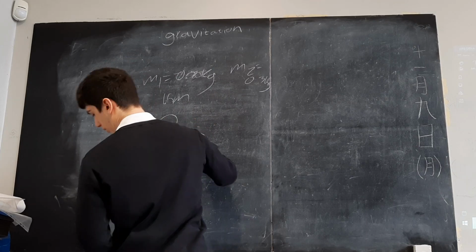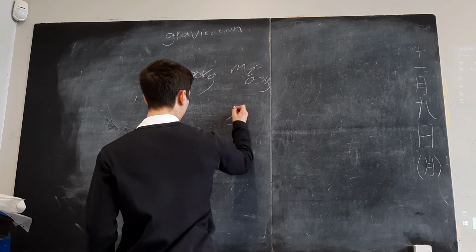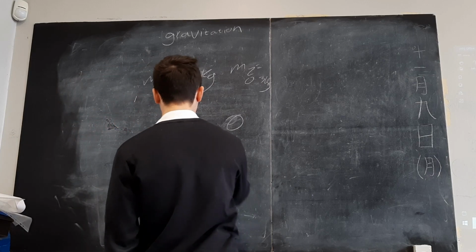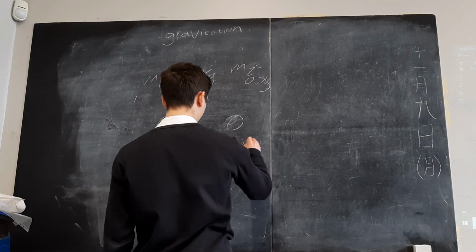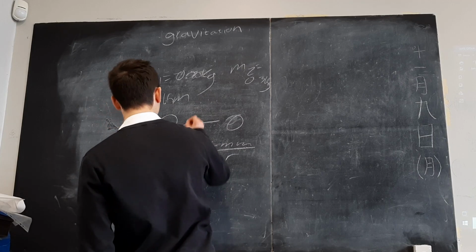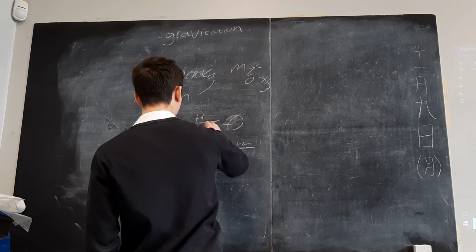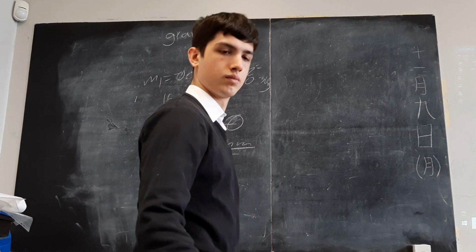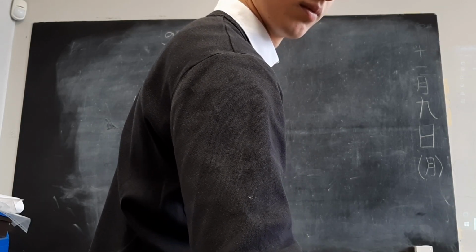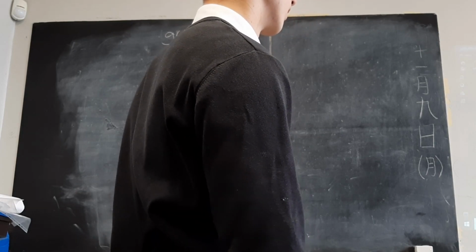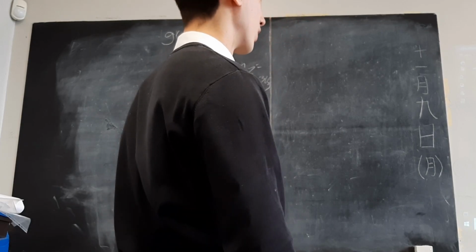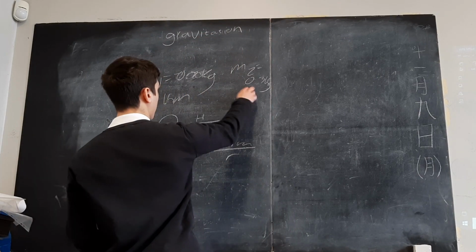So we have body 1, body 2, approximately the same. It is just F equals G M1 M2 over r squared. Were you going to draw a diagram? We can, but it is just numbers in.